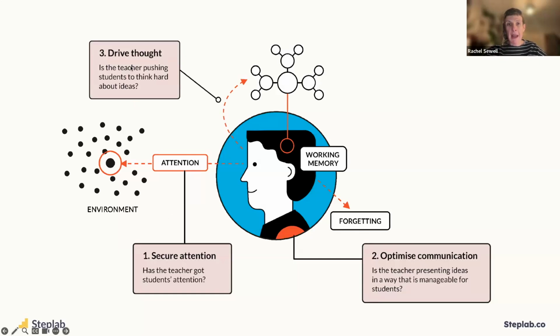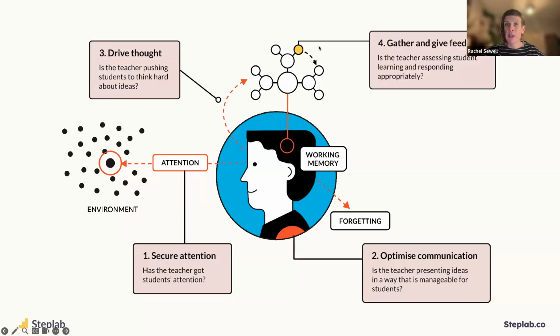When I know that that's happening, I also know that students come to our lessons with such varied background knowledge and really different prior learning. And for that reason, it's almost impossible to teach a lesson without a student forming some kind of misconception. So I need to be actively gathering and giving feedback. So I'm checking, when all of these three things are in place, is the teacher assessing student learning and are they responding appropriately?